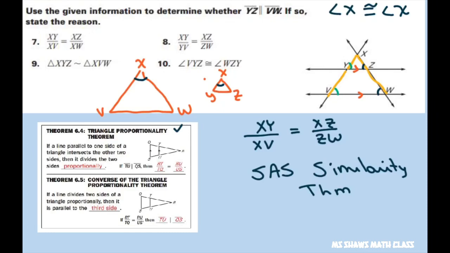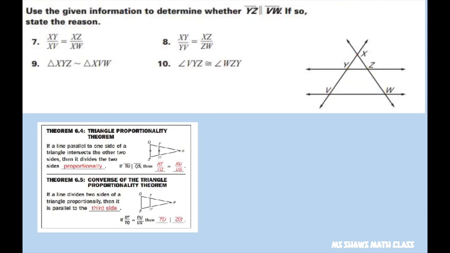All right, so for the next one, we want to determine if these two lines are parallel. And so for that one, let's look and see what they say. They say that XY and YV is proportional to XZ and ZW. Well, that's the converse of the triangle proportionality theorem.